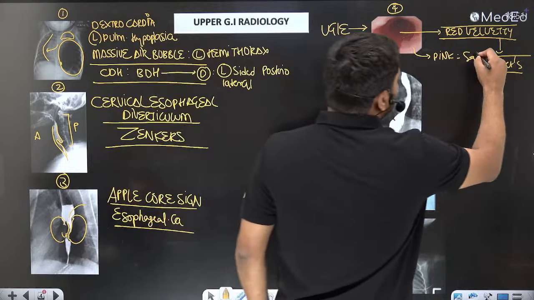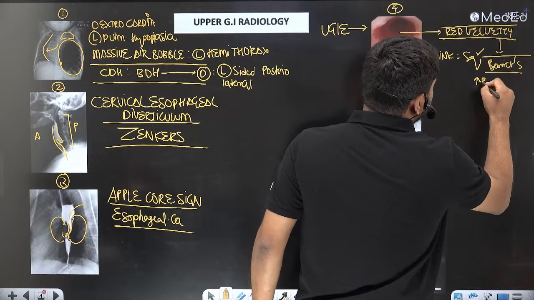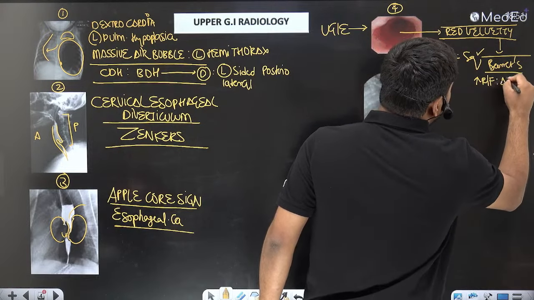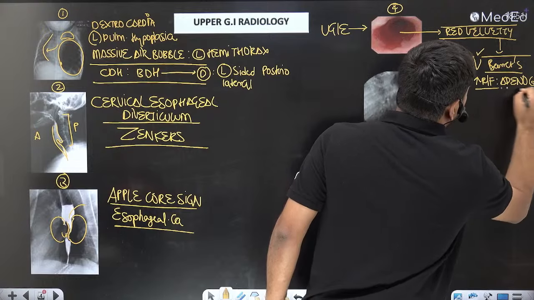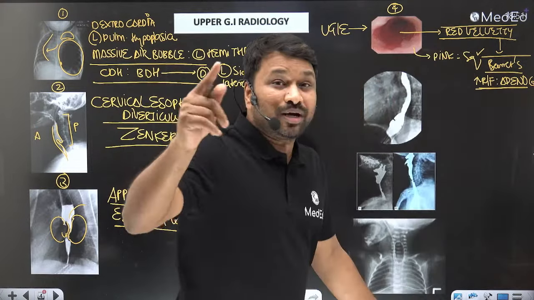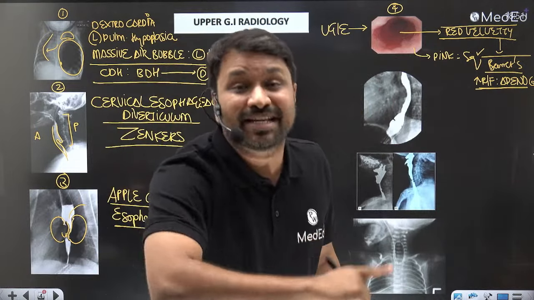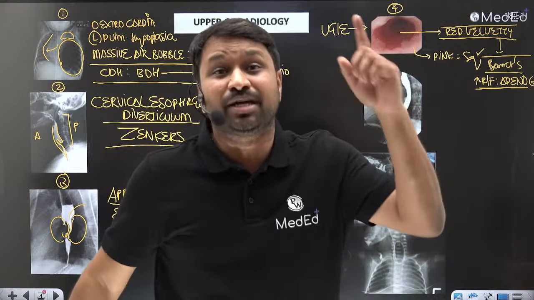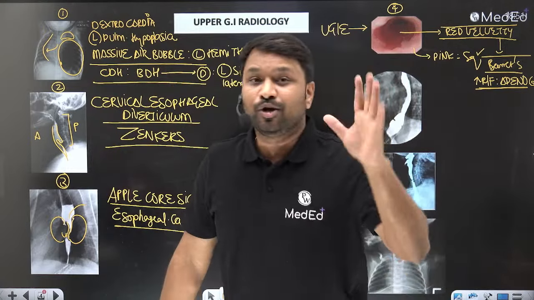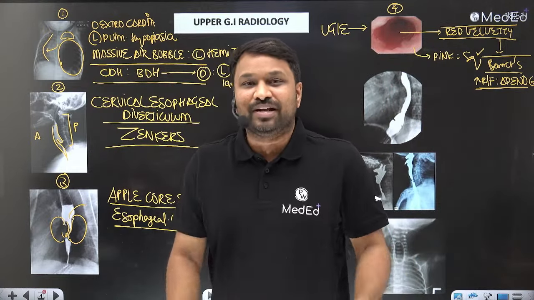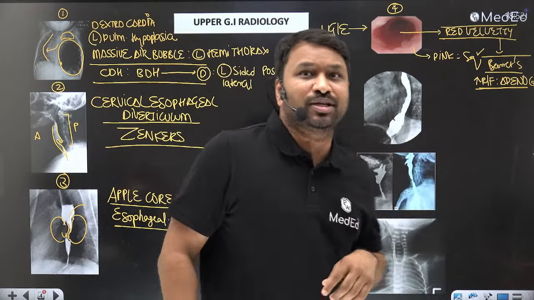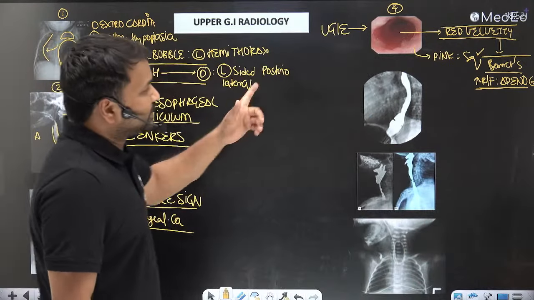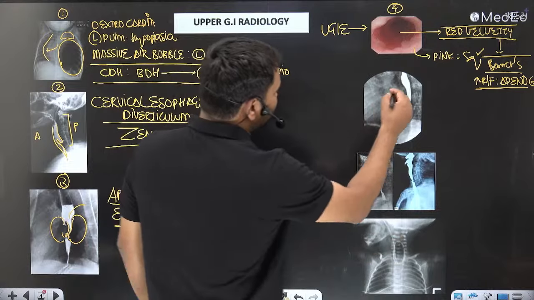What does Barrett's esophagus cause? It increases the risk for what? Adenocarcinoma. It increases the risk for adenocarcinoma of the esophagus. What type of metaplasia? Intestinal type. Why? Because it will have columnar cells. Along with that, there are goblet cells. Goblet cells are characteristic of intestinal mucosa. What do goblet cells produce? They produce mucin. Absolutely, right? So this is with respect to your upper GI endoscopic image.